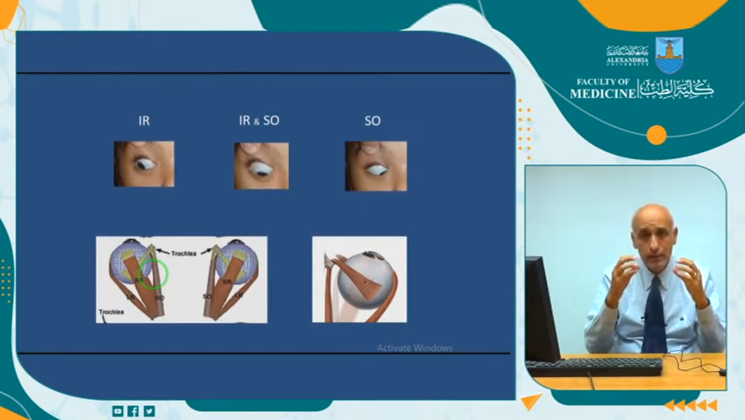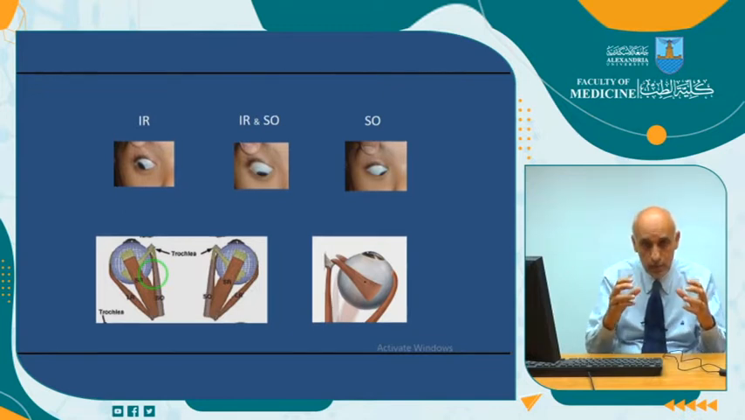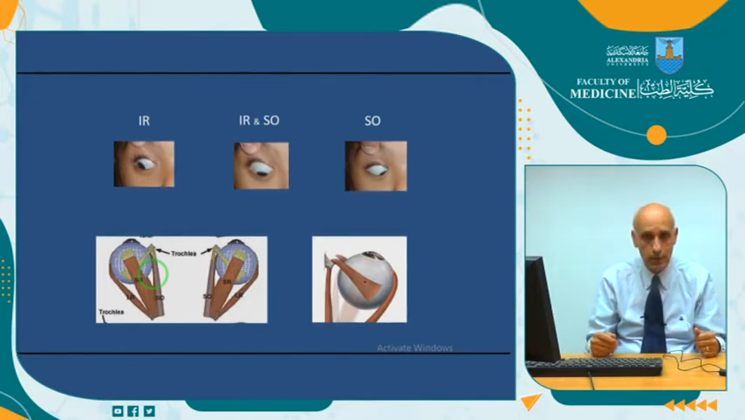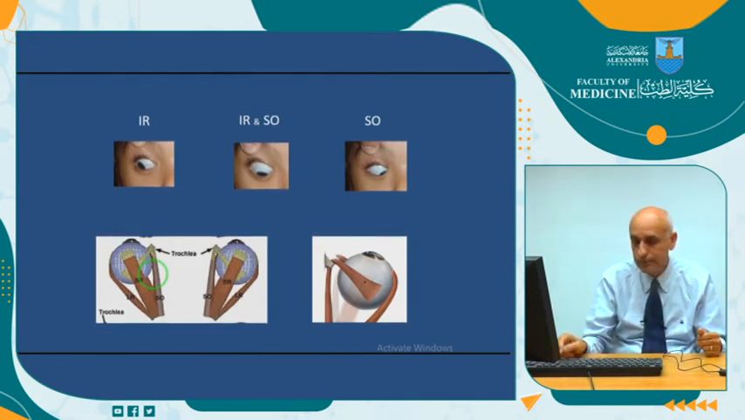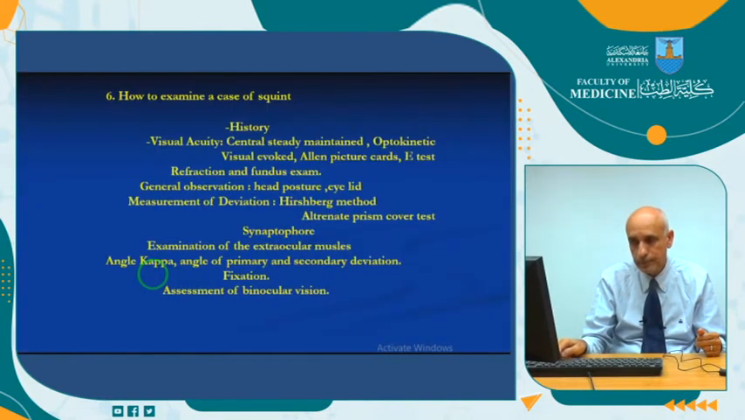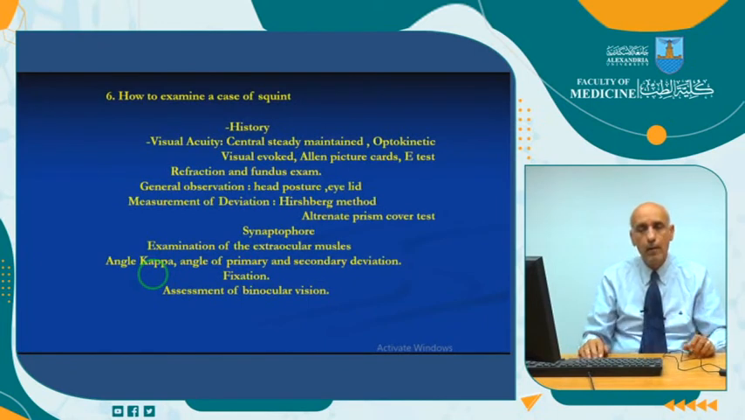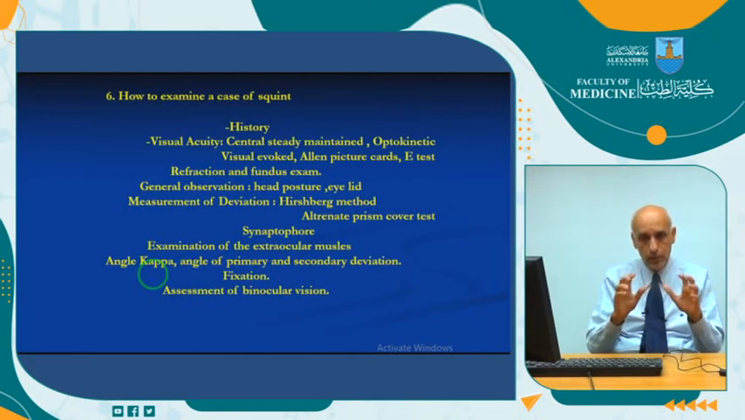Whenever you have any disturbance in this coordination, then you will develop a squint. That means your eye will not be straight. You will have what we call crossed eye. So this is simply how the eyes act together.